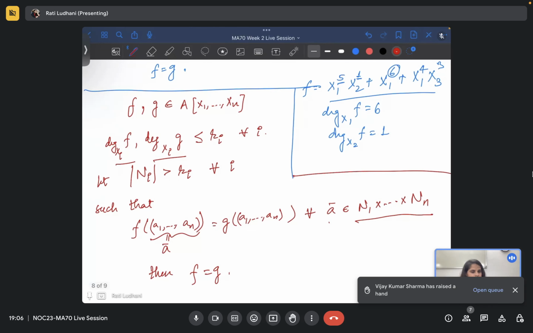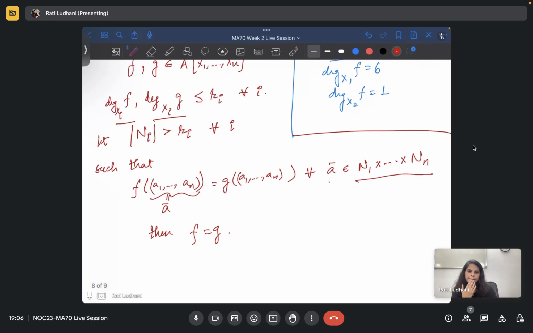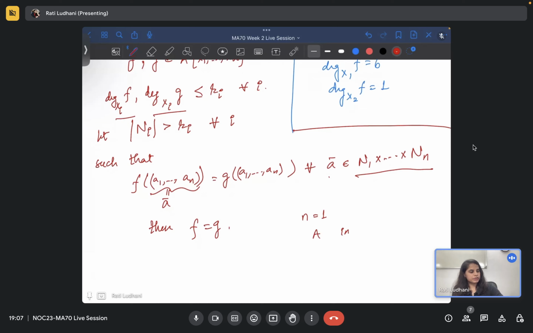Yeah. Yes, Vijay. Ma'am, can we take, in particular, some example, like take n equal to 1 and explain the theorem? Okay. So the theorem says, if you take n equals 1, then A is an infinite field, infinite integral domain. For n equals 1 we have done it with Vieta's theorem.